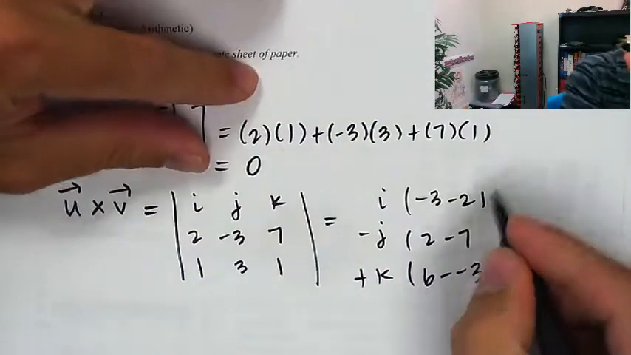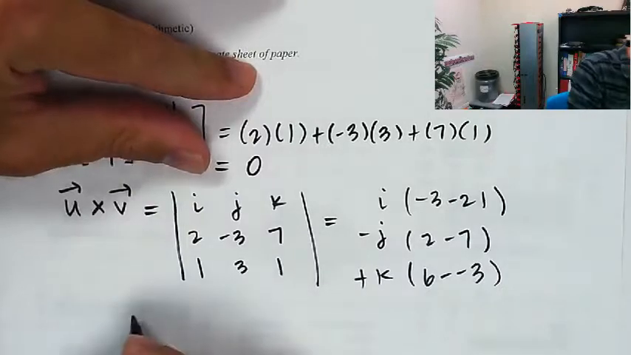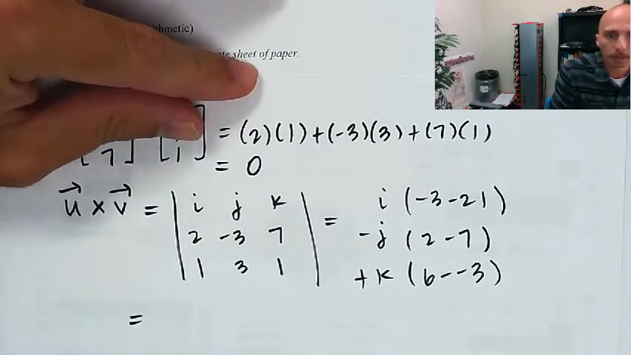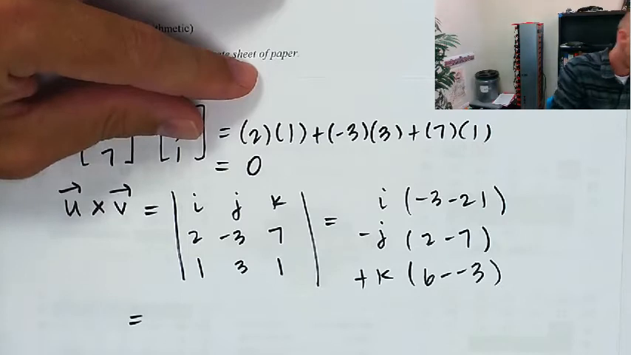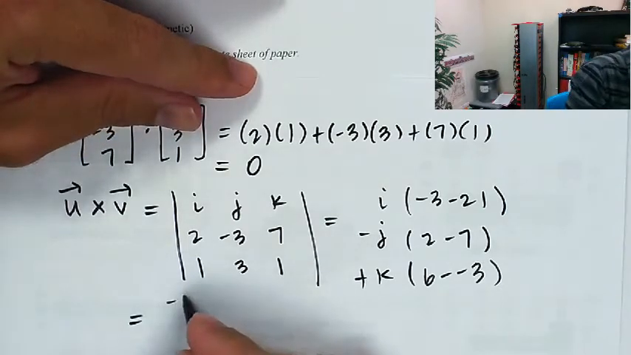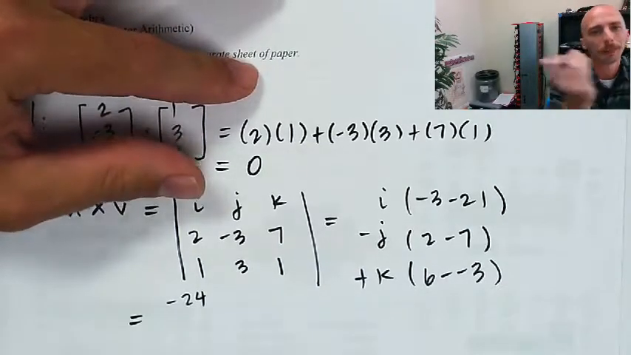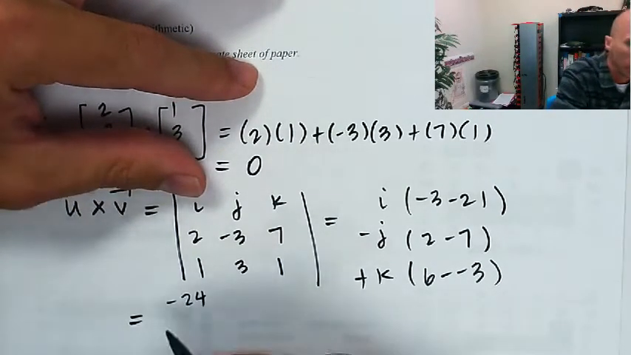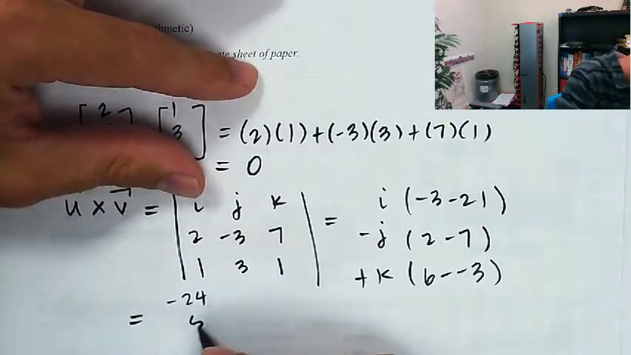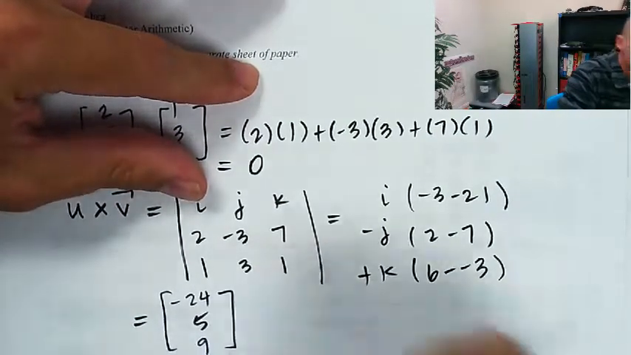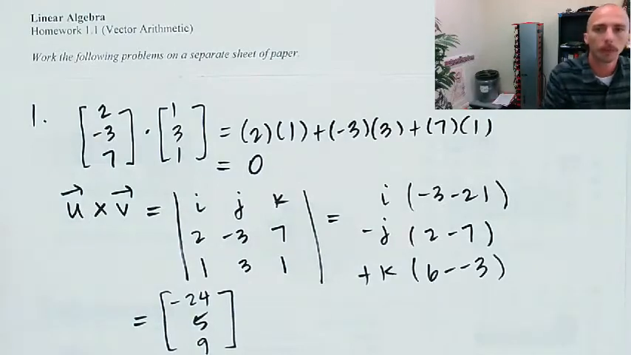It's subtracting negatives. So this is going to be equal to, basically, negative 24i plus 5j plus 9k. So I'll write it as a vector, as a column matrix, really, which is how I'm going to write a vector almost always in this class: negative 24, 5, and 9. Okay, that's us crossing u and v.